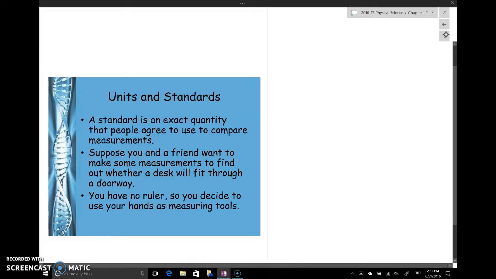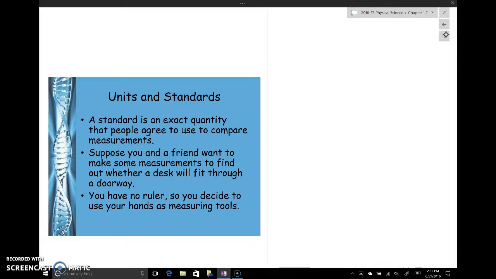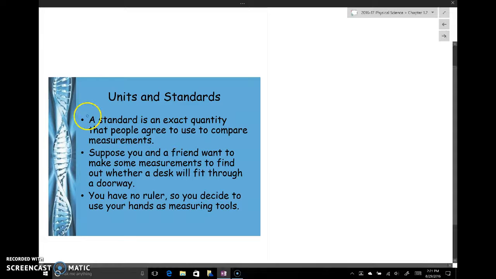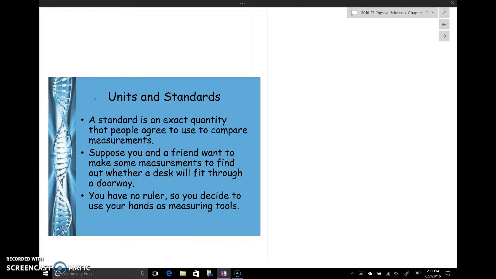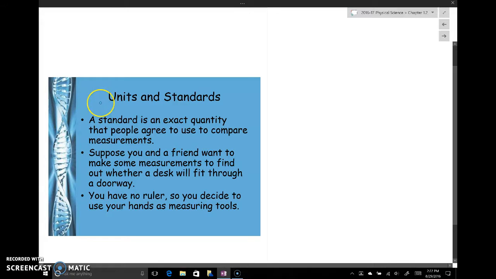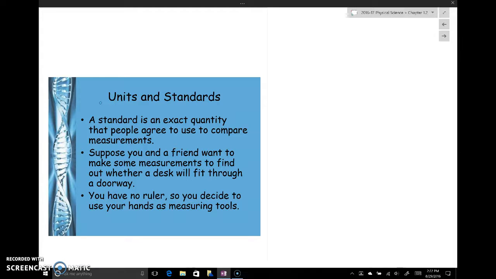So the first thing that we're going to talk about is standardized units and why we need them. So a standard is an exact quantity that people agree to use to compare measurements. And what's important to realize is these standards, like the length of a meter, how big is a meter, or how hot is 100 degrees Celsius. These standards were invented by humans. They're not part of nature. They're a construct from humans that we use to help clearly communicate to each other.